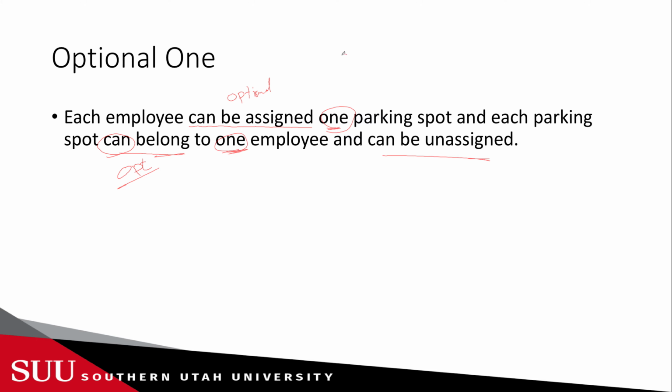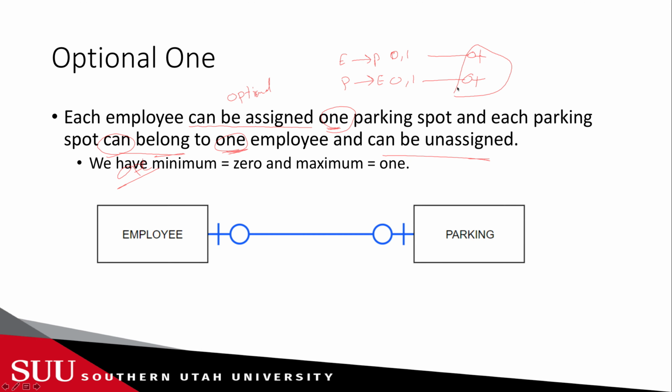So again, if I'm looking from employee to parking, my minimum is 0 and my maximum is 1. If I'm looking from parking to employee, my minimum is 0, my maximum is 1. So I will have this sort of relationship in here, and then again I'll have this sort of relationship in here. So I'll have this on both ends, and this is going to be my ERD.